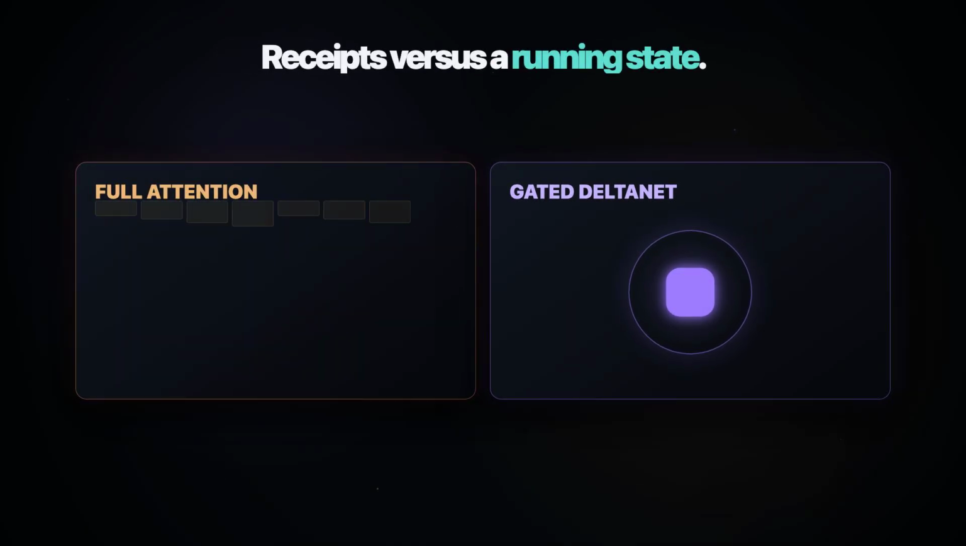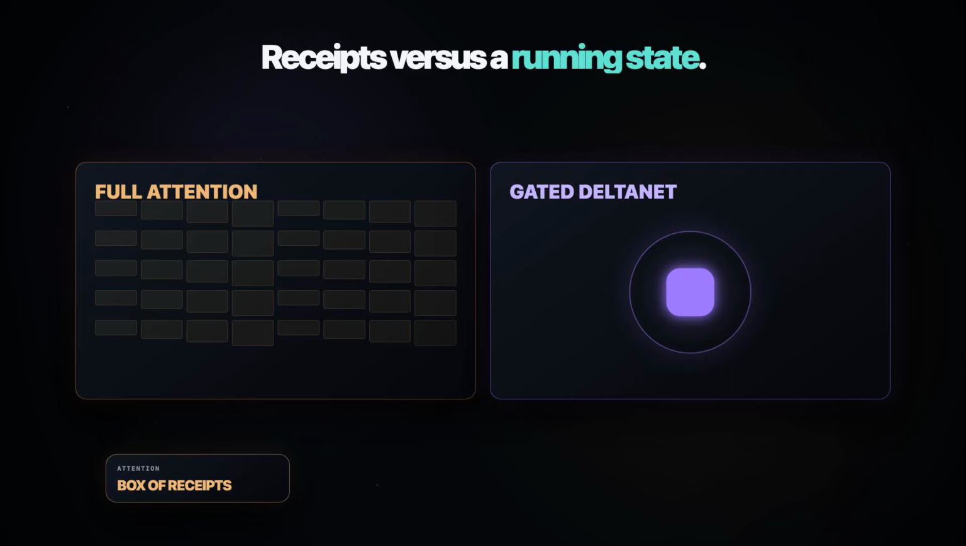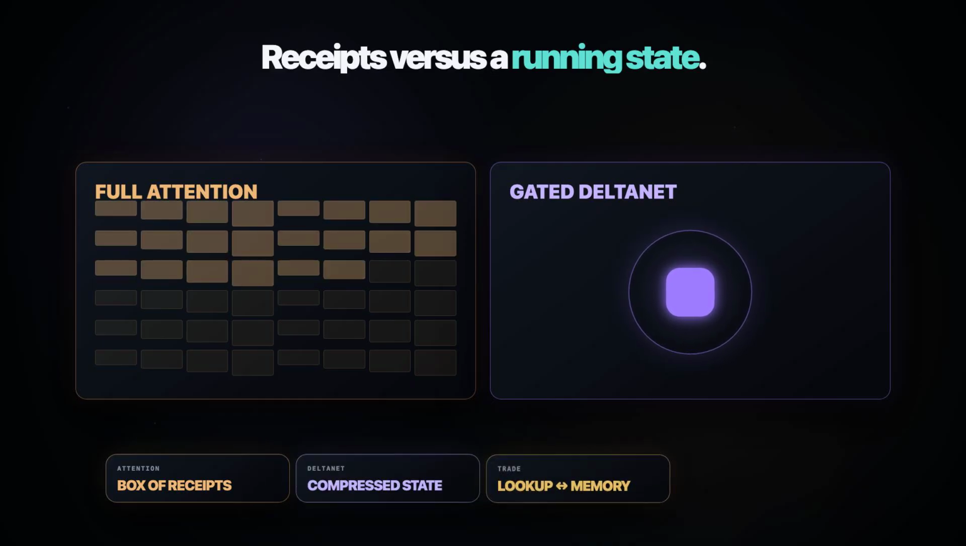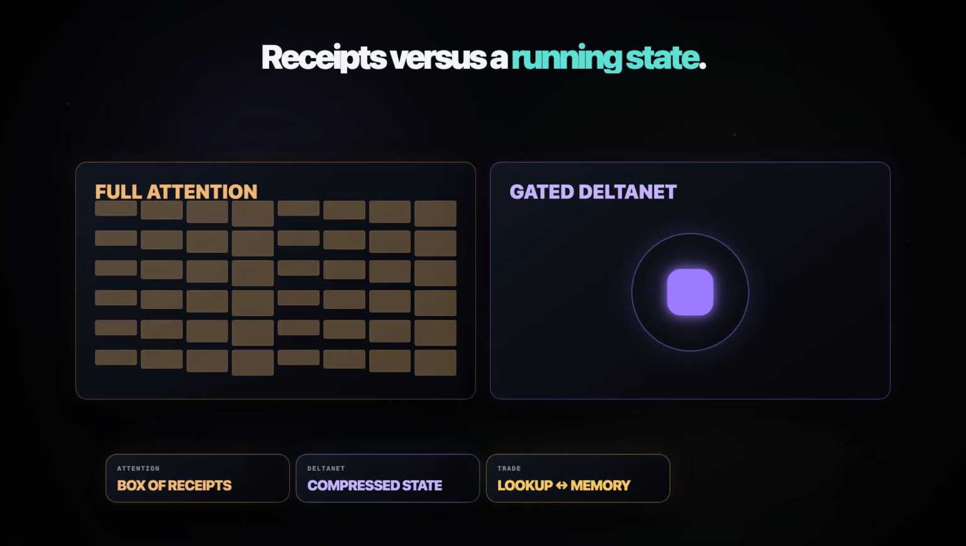Think about it like this. Normal attention keeps a giant box containing old receipts so it can go back and inspect them. DeltaNet is closer to maintaining a compressed running state. You lose some of the simplicity of perfect direct lookup, but your memory does not explode in the same way. Then every fourth layer gets full attention again.